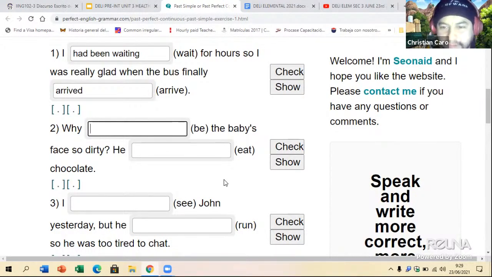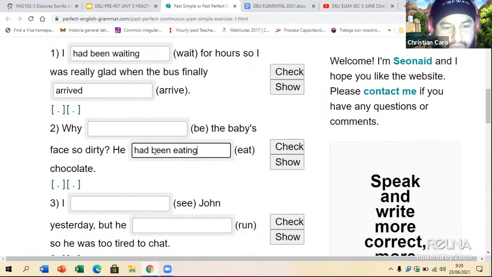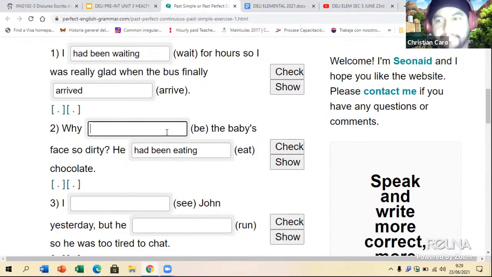Any ideas? Daniela had been eating chocolate. Fran had been eating. Absolutely yes. He had been eating chocolate. Very good. Entonces la primera tiene que ser simple past. ¿Cuál es el simple past de be? Was. Good job, friend. Why was the baby's face so dirty? He'd been eating. You can use contractions also. No sé si en este webpage, pero cuando hablan tipo he'd been waiting, he'd been eating chocolate. We'd been eating chocolate and stuff like that.